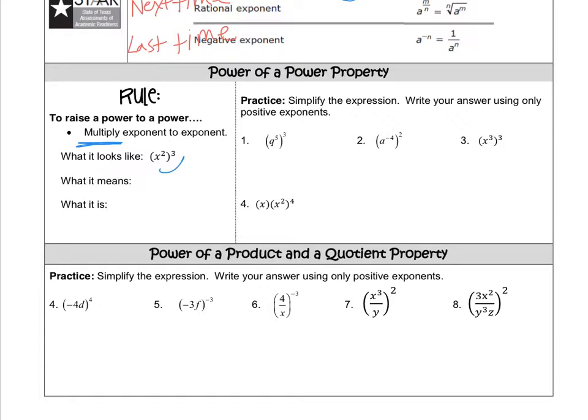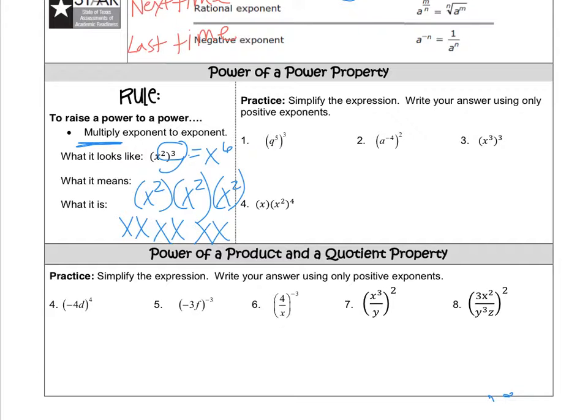If we look at what that means, we've got x squared raised to the third power. So what that really is, is x squared 3 times. So x squared, x squared, x squared. So we have just taken x squared and rewritten it 3 times. If we went ahead and broke that down more, that's x squared times x squared times x squared. That's x to the 6th power. So x to the 6th power is our answer, but if we'd followed the rule, we would have multiplied the 2 times 3 and gotten there just as quickly.